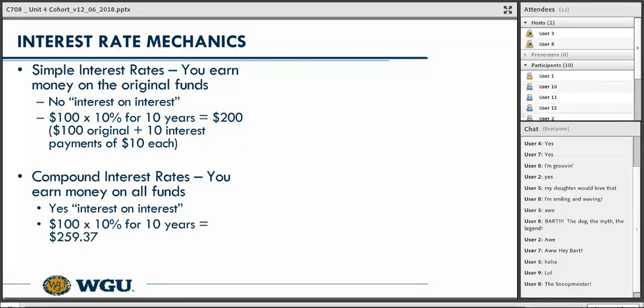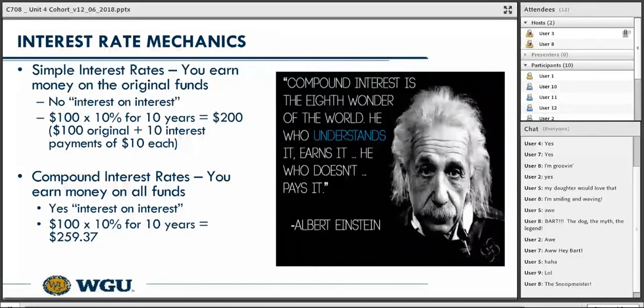Compound interest operates differently. Under this mechanism, you earn money on all funds, so you do earn interest on interest. And we see that same $100 at 10% for 10 years under a compound interest rate structure would have a closing balance of $259.37. And as Dr. Einstein noted, compound interest is technically the eighth wonder of the world, with those who understand it earning it and those who don't paying it.